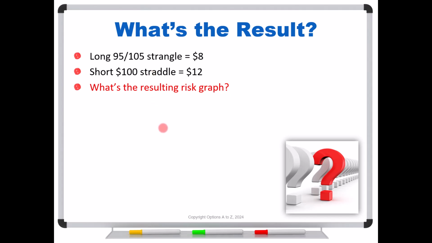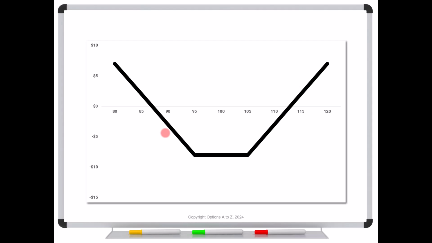Well, this is where you can practice with your overlays. So here is the long 95-105 strangle. We get a bend at 95. We get another bend right here at 105. Okay, there's our strangle. It's a long call and a put. So the put's going to make money if the stock falls. The call's going to make money if it rises. But if the stock is somewhere between 95 and 105 at expiration, you're going to lose the amount paid, which we assumed was $8 over here.